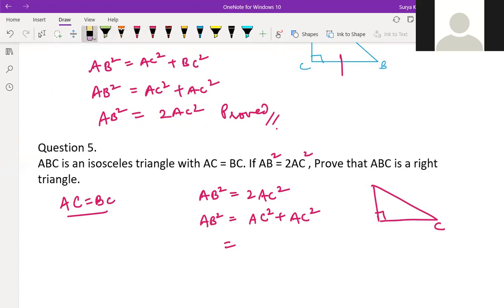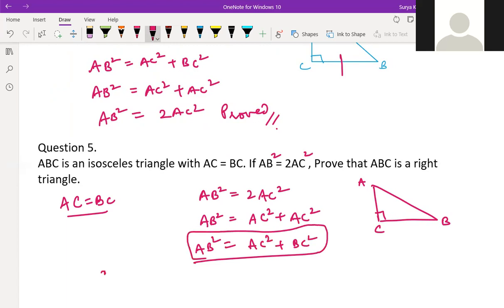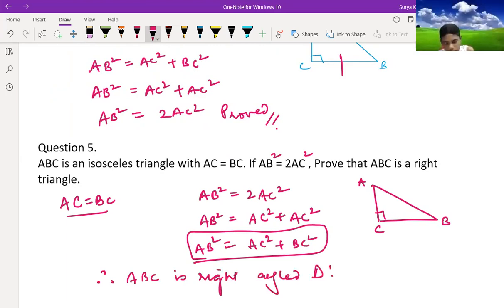Don't write ABC here. If AB is given in this way, you can write AB only and C here: AC square plus BC square. So this is the Pythagoras theorem. That's why we can say that ABC is a right angle triangle. Okay. Is it clear, Adarsh? Yes, sir.